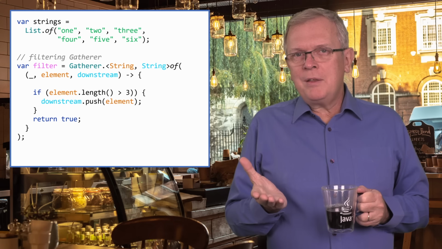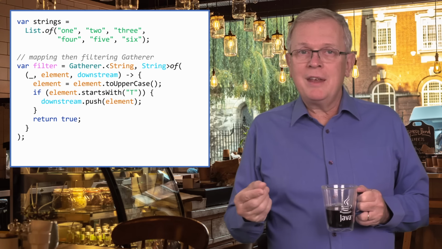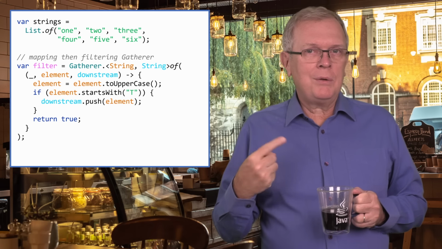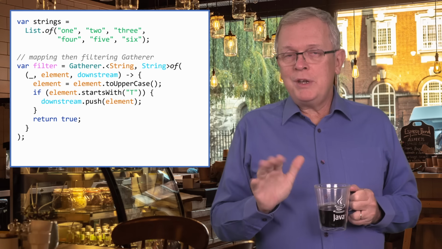The nice thing with gatherers is that you can fuse a mapping and a filtering in the same gatherer. I'm not sure that this will make your code more readable, but this is still something you can do. Neat.